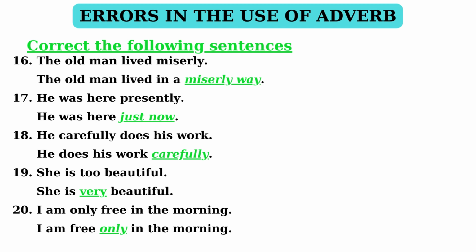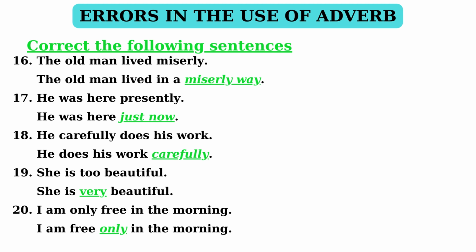Next sentence, number 18, he carefully does his work. Now, in this sentence, bring carefully to the last part of the sentence. So, the correct sentence will be he does his work carefully. Next sentence, she is too beautiful. Replace the word too with very. The correct sentence is she is very beautiful.